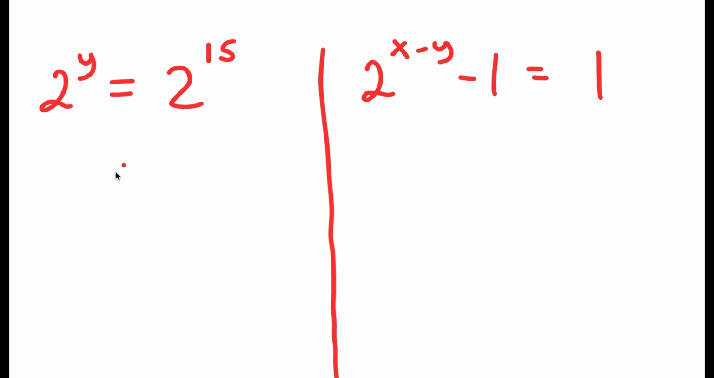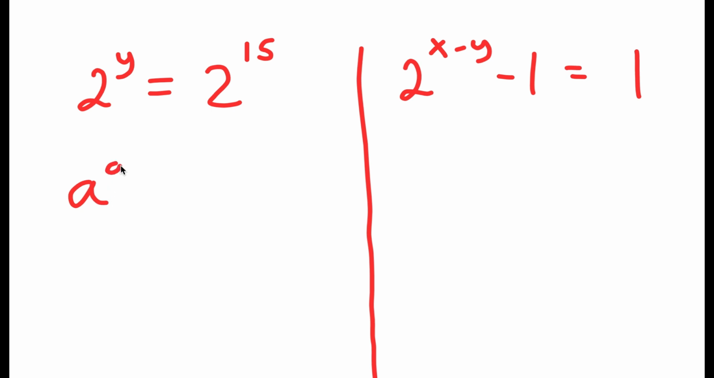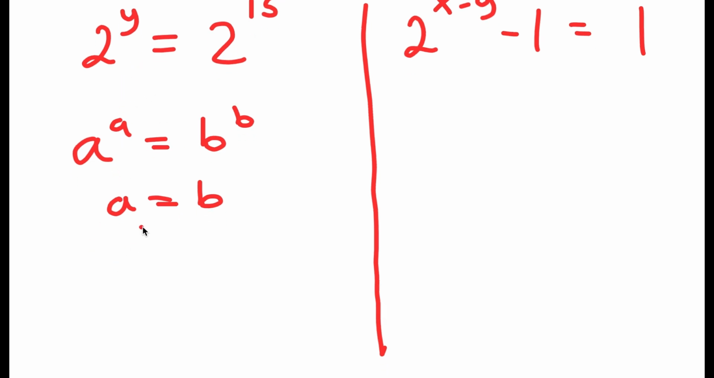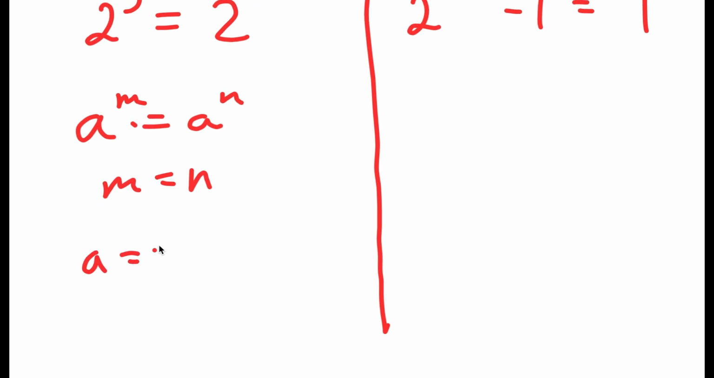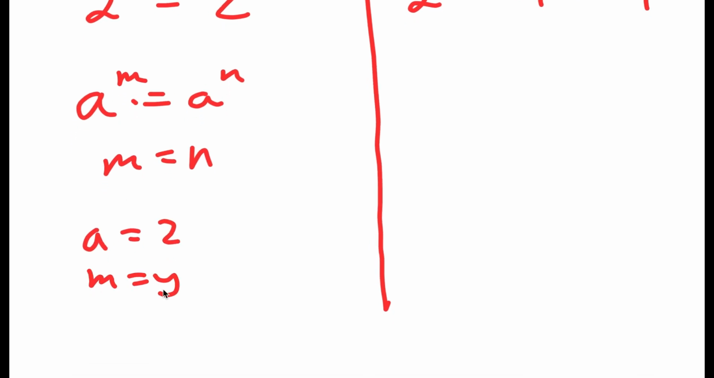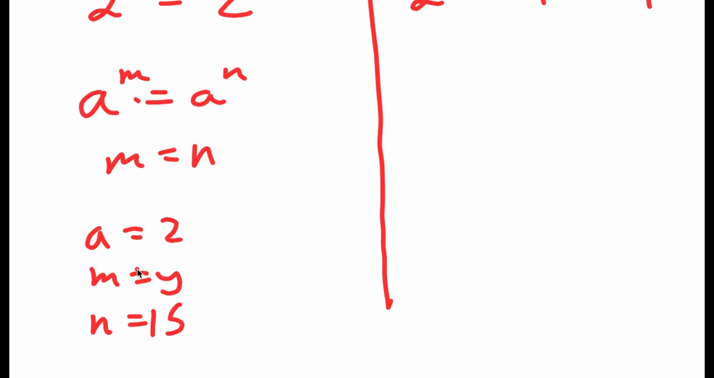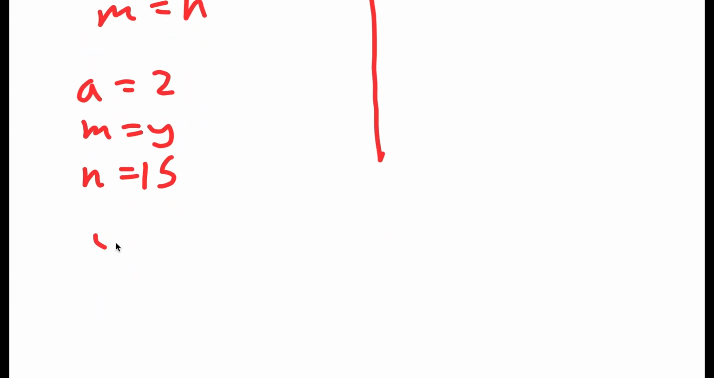Now for my left-hand side, sorry, I wrote this out wrong. If I have something in the form a to the power of m is equal to a to the power of n, this means that m is equal to n. So in this case, a is 2, m is y, and n is 15. So this means that y is equal to 15.